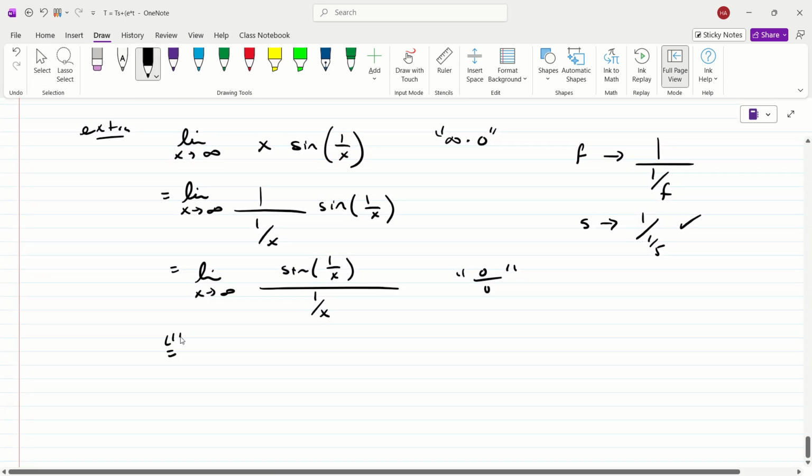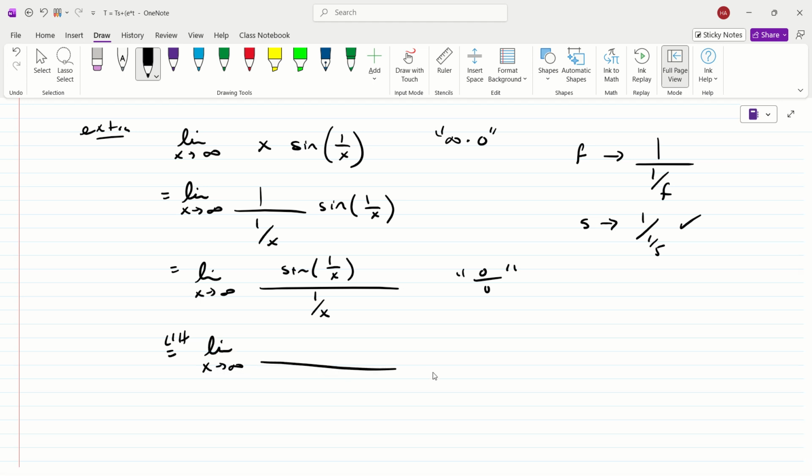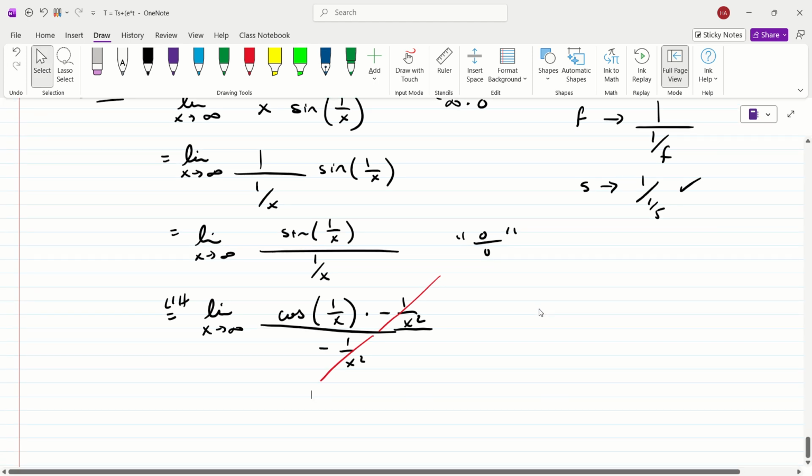We'll apply L'Hopital's rule here, and this becomes the limit as x goes to infinity. For the numerator, we'll have to use the chain rule. The derivative of sine is cosine, of the original argument, times the derivative of 1 over x, that's negative 1 over x squared. On the bottom, the derivative of 1 over x is negative 1 over x squared. These two cancel out, and as you plug in large values of x into this cosine of 1 over x, that 1 over x goes to 0. The cosine of 0 is 1. And that is our limit.